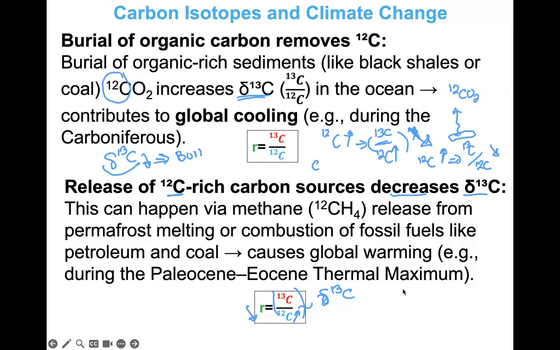And if you release, of course, CO2 in the air, that will cause global warming because CO2 is a greenhouse gas. And that's a perfect example of the Paleocene-Eocene Thermal Maximum, because at the time we had a release of especially methane that has a lot of C12, and that causes a strong greenhouse effect.